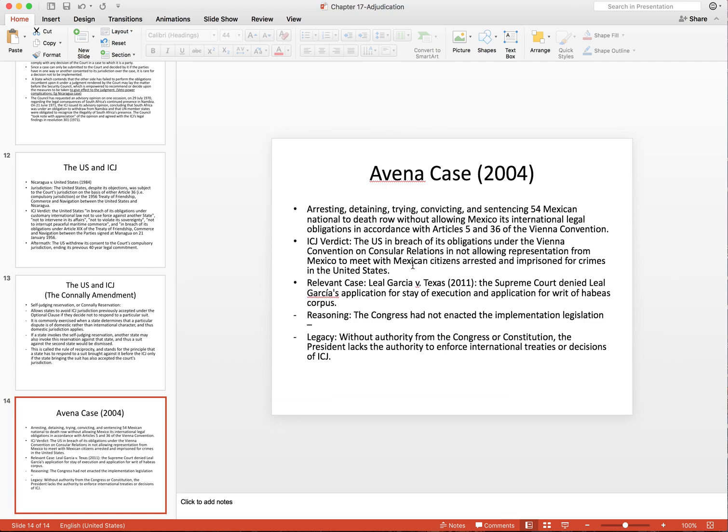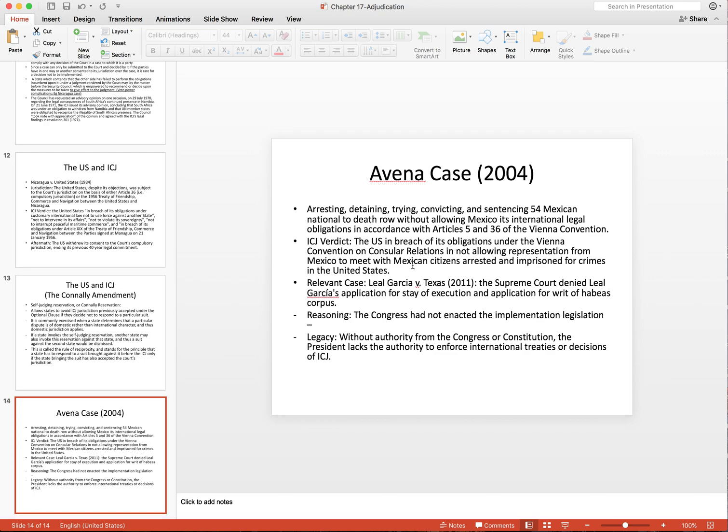Avena case of 2004 that concerns the arresting, detaining, trying, convicting, and sentencing of 54 Mexican nationals to death row without allowing Mexico its international legal obligations in accordance with Article 5 and 36 of the Vienna Convention on Consular Relations. So the ICJ verdict here was that the United States was in breach of its obligations under the Vienna Convention on Consular Relations in not allowing representation from Mexico to meet with Mexican citizens arrested and imprisoned for crimes committed in the United States.